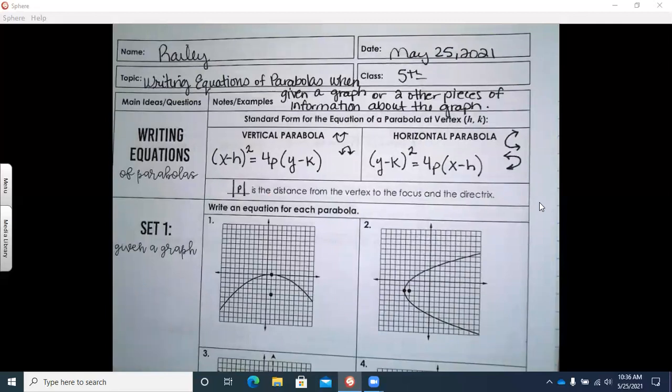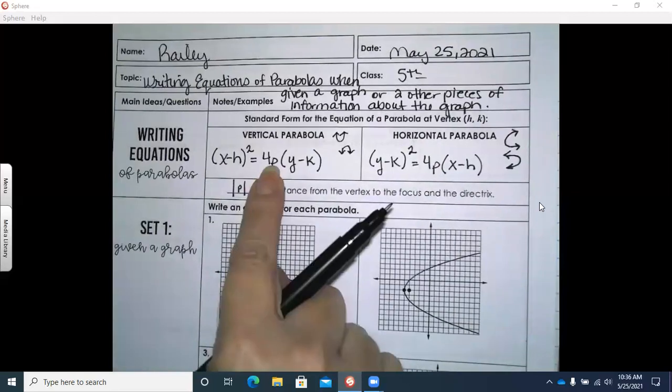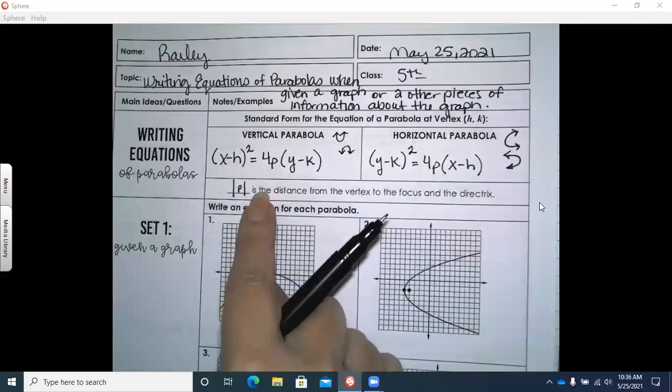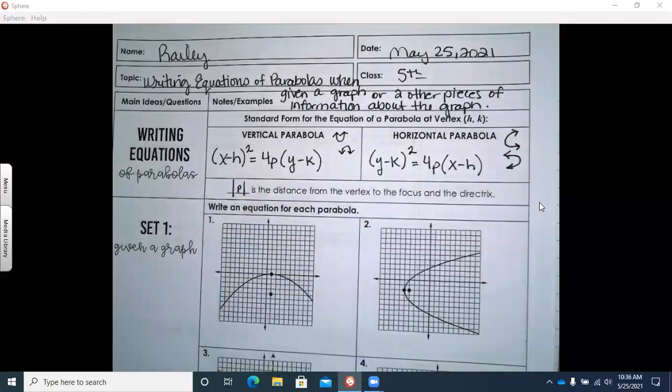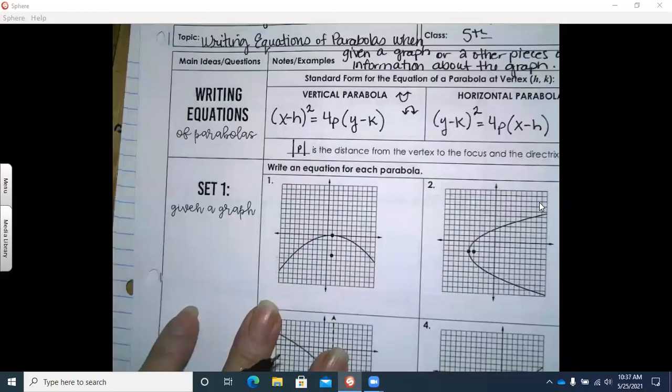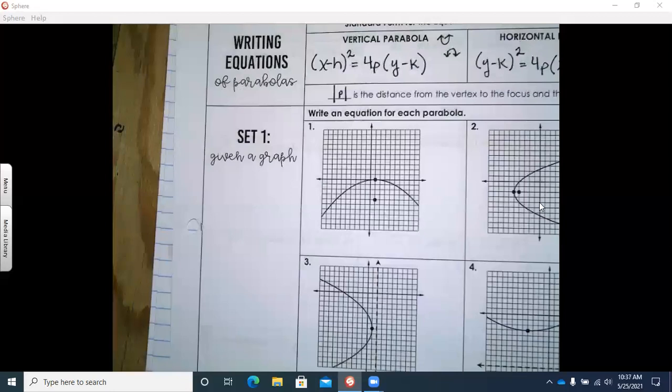All right, so we know that when we write an equation, we have to fill in a number for h, a number for k. We get that from the vertex, right? And we have to plug in a number here for 4p, so that's going to be 4 times whatever p is. And remember, p is the distance from the vertex to the focus and the vertex to the directrix. It's the same on both sides. So I made myself a little cheat sheet over here on the side to remember p is going to be positive if it's this or negative if it's this.